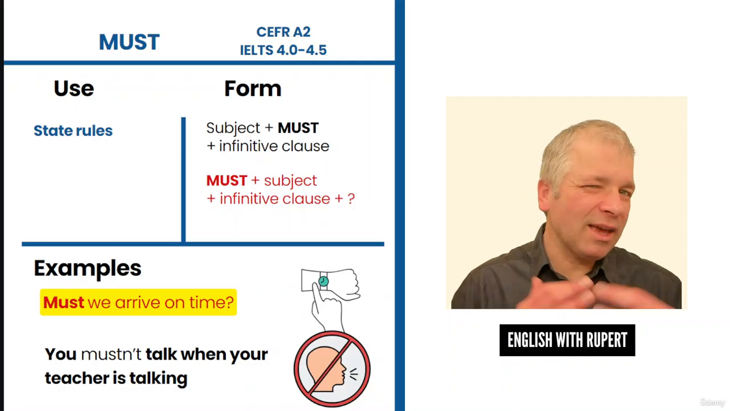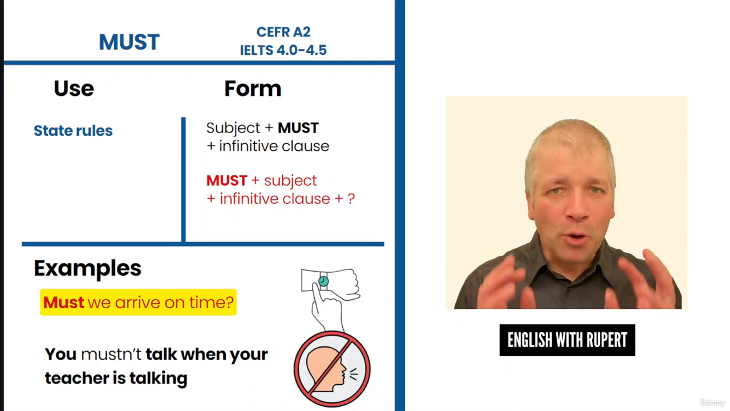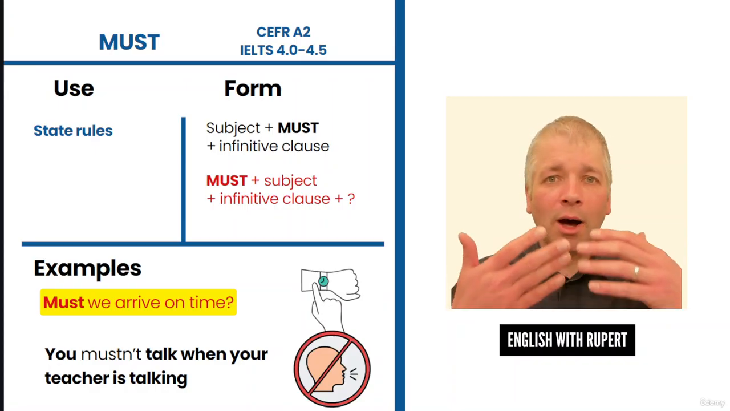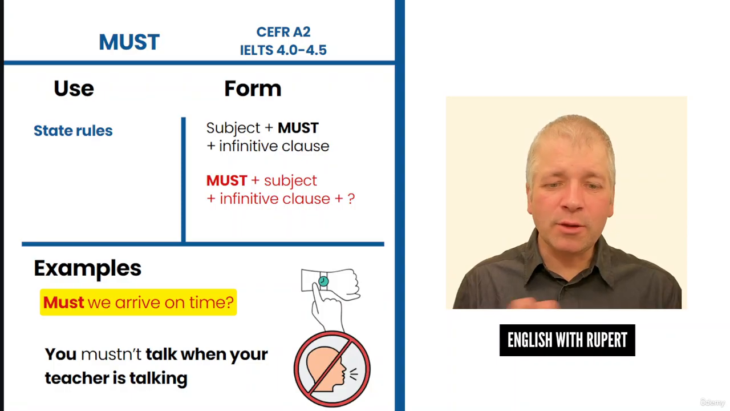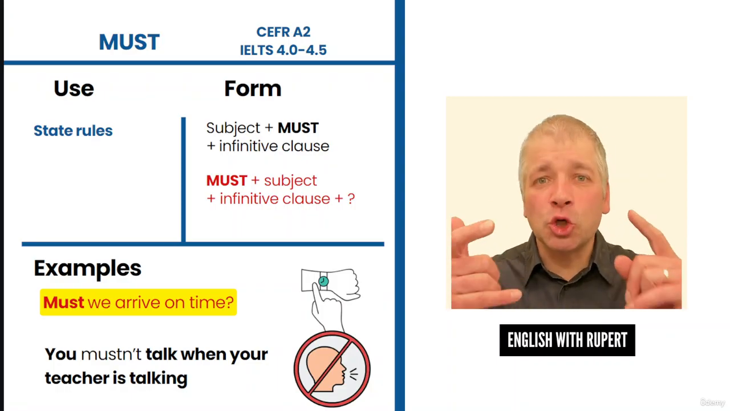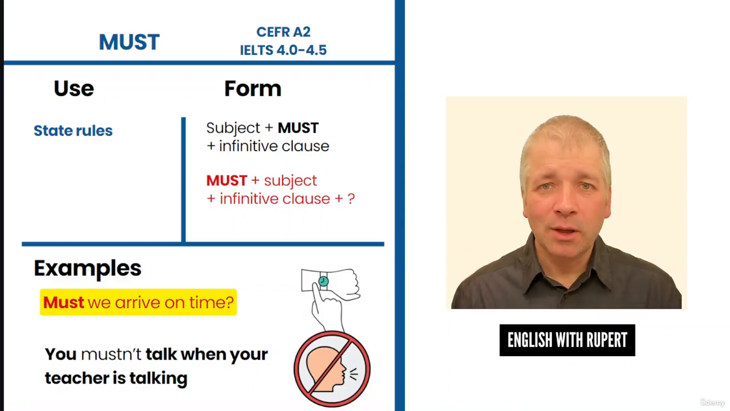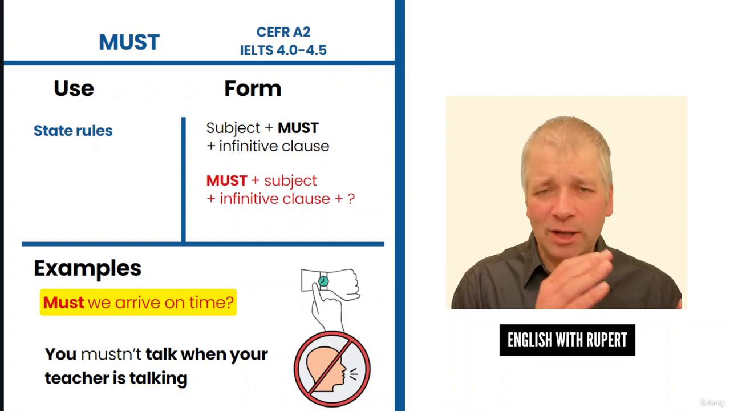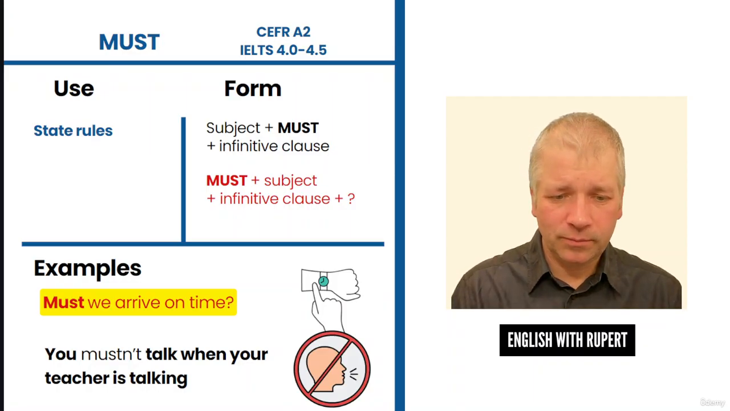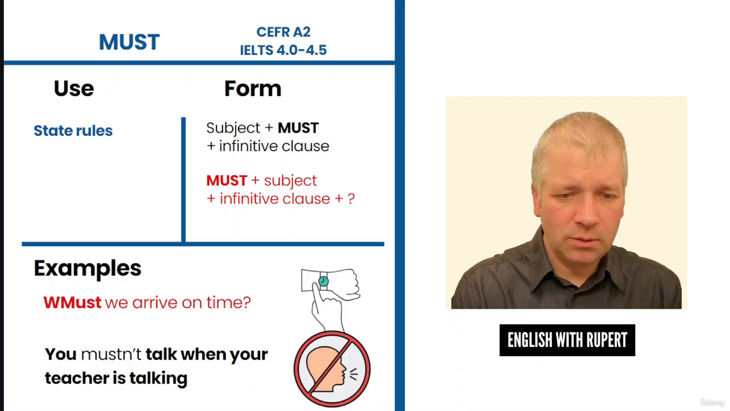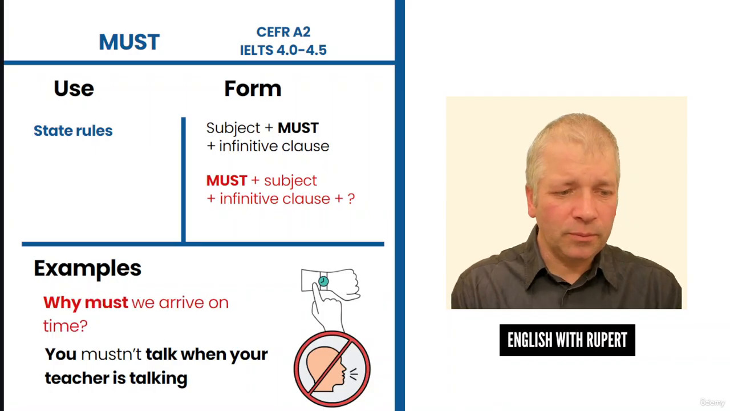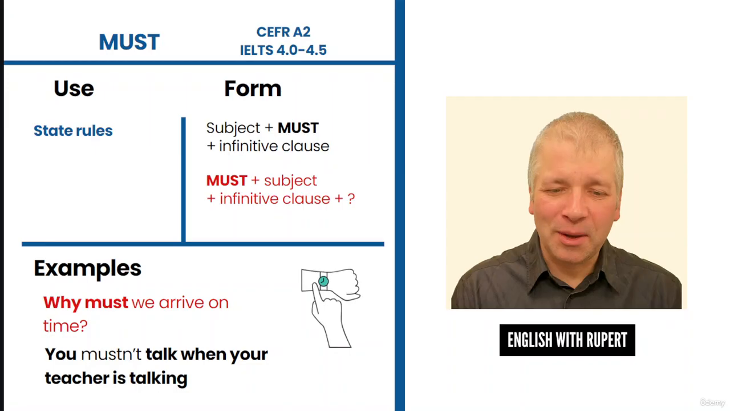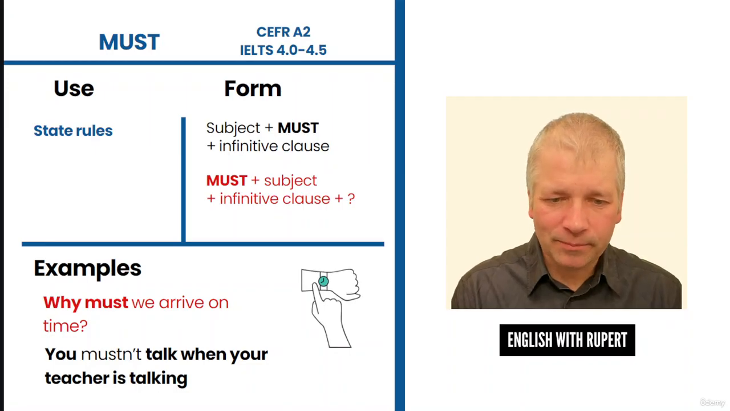So the question is like other modals. The modal verb goes at the beginning when it's a yes or no answer. Must we arrive on time? Yes, you must. When there is more than one possible answer, use a WH question word. For example, why must we arrive on time? So here we have why.